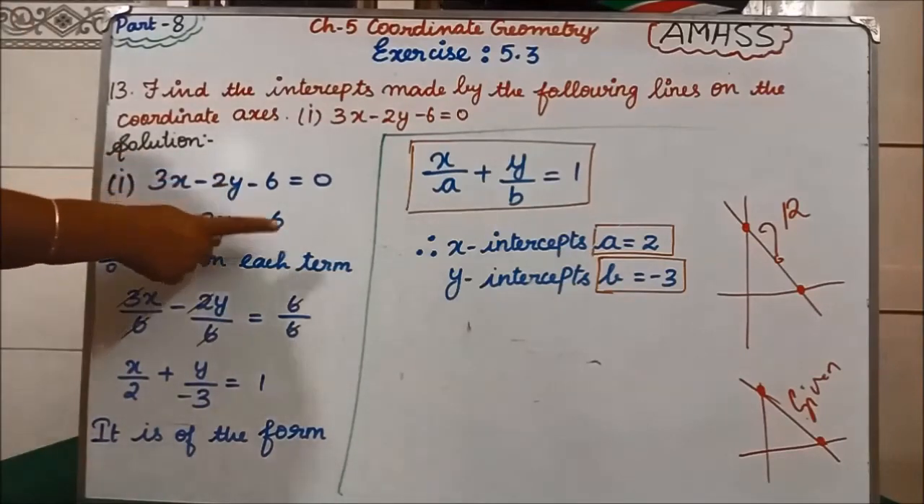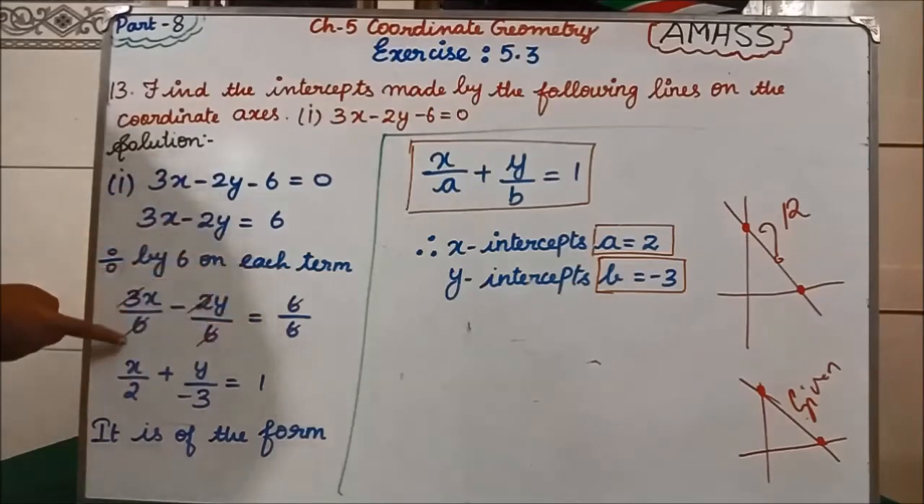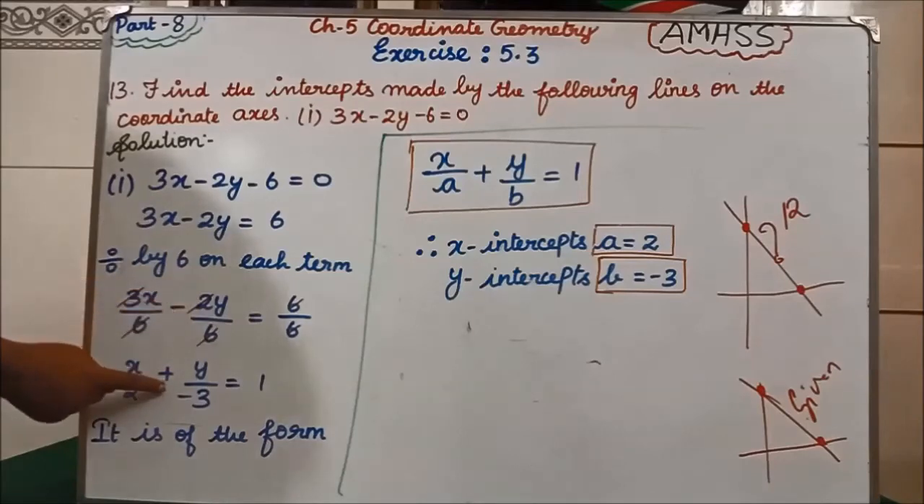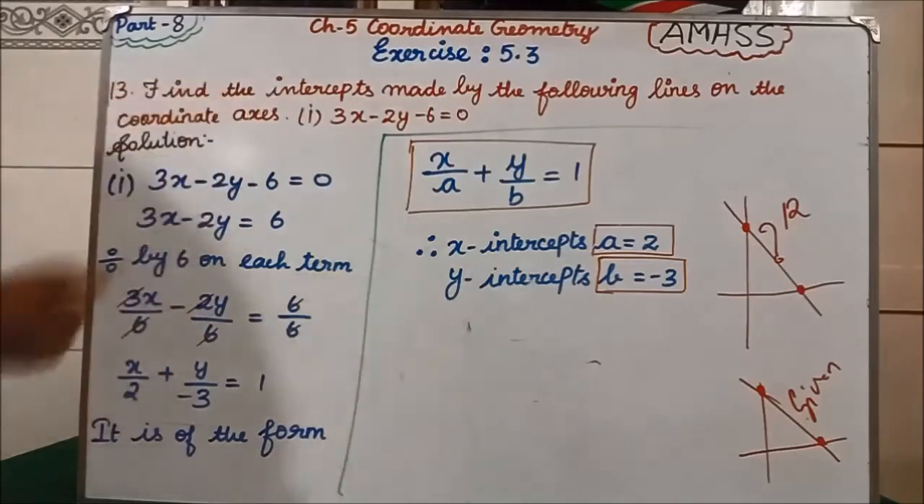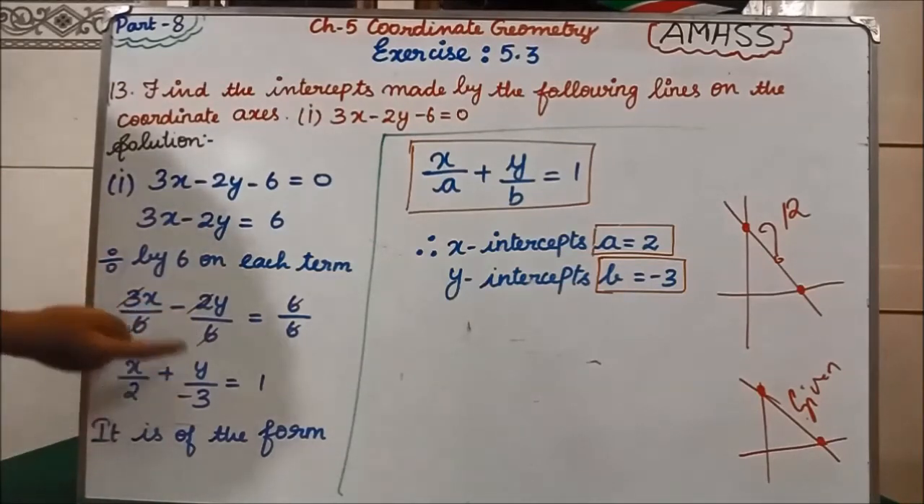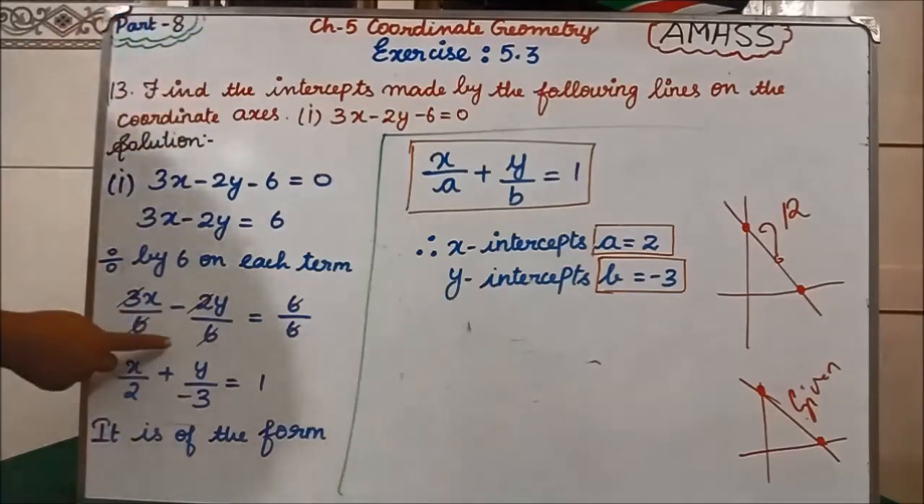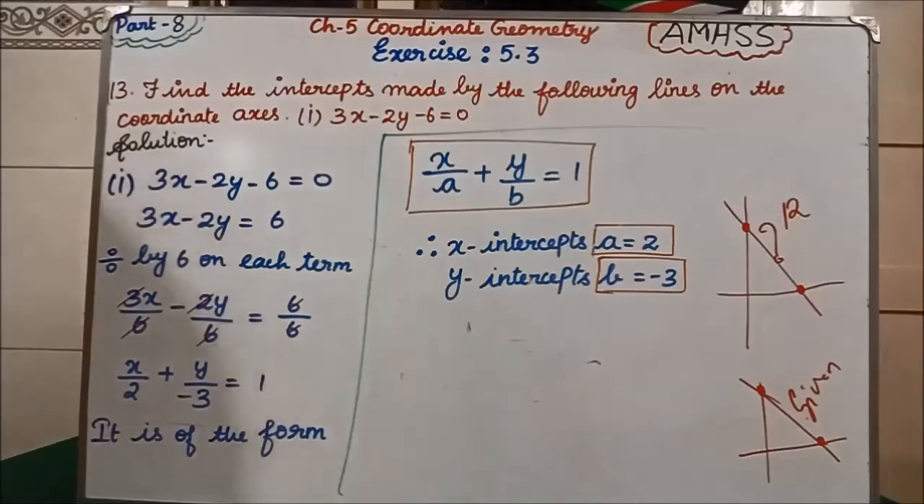So here 6. We are dividing each term by 6. So 3 by 6 is x by 2. In the middle here is minus, but I have written plus, because in the formula we have plus between x and y. But this minus has gone to this place, so plus into minus is minus. To make it like the formula I have written plus in the middle. Here 6 by 6 is 1.